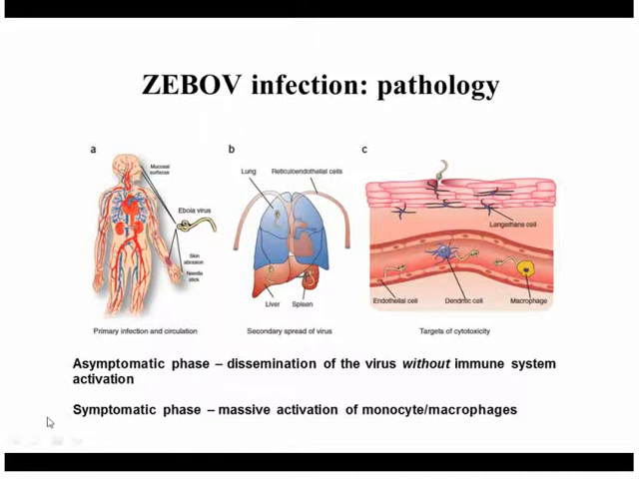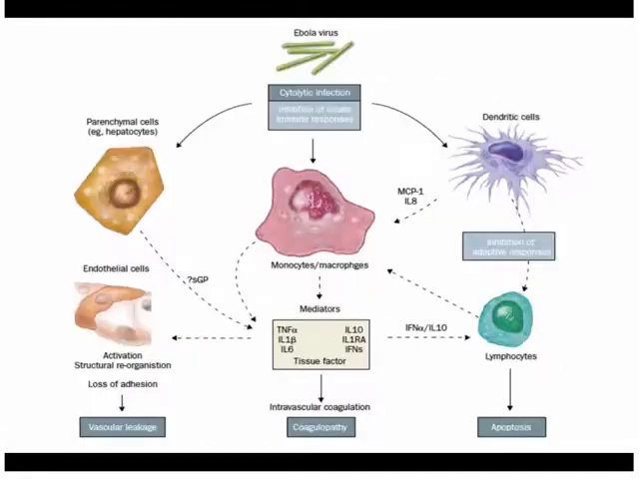Then later on, you get a very, very high viral load. So finally, your immune system wakes up. Oh my God, you've got virus all over the place. So you get a huge activation of your immune system, of monocytes, macrophages. By this time, it's too late. You've got virus everywhere. So you've got very, very strong systemic immune activation. And this is what causes the symptoms, alright?